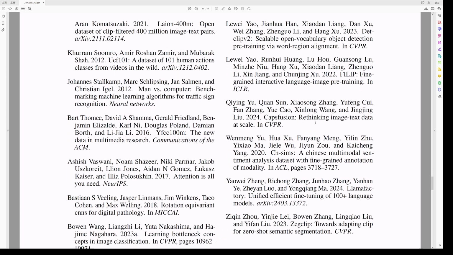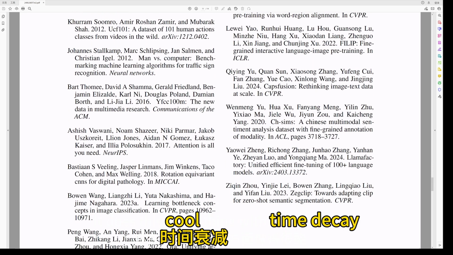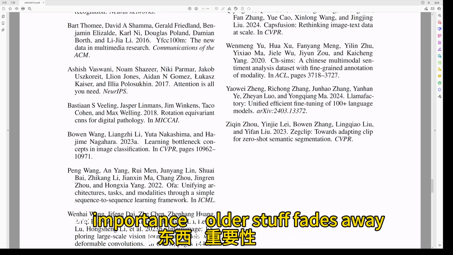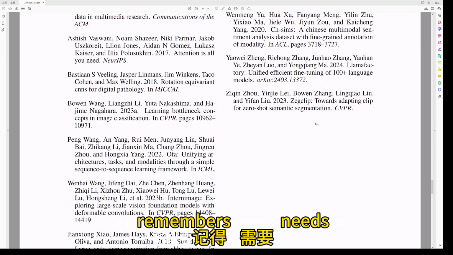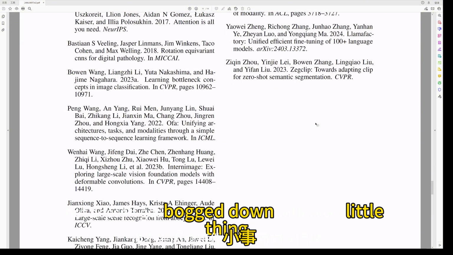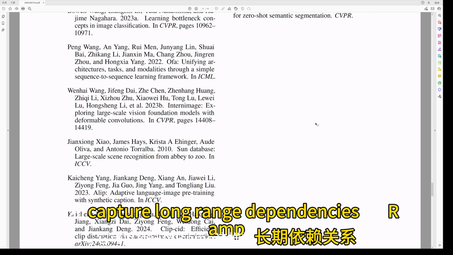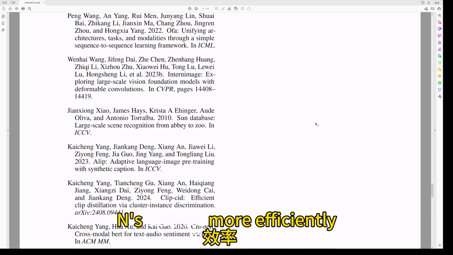How so? It does this cool thing with time decay. Time decay. Basically, as the model sees new information, the importance of older stuff fades away. So it remembers what it needs to, but doesn't get bogged down with every little thing. Exactly. It can capture long-range dependencies like RNNs, but much more efficiently.